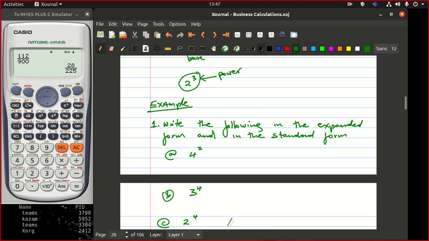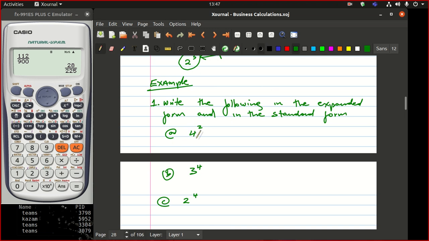So if you look at this one here, it is written in an exponential form. Once you have a base raised to an exponent, you must know that you are having an exponential form. And of course, this is equal to 4 times 4. So having 4 times 4, you can see that I have expanded this. In other words, I have multiplied 4 by itself 2 times.